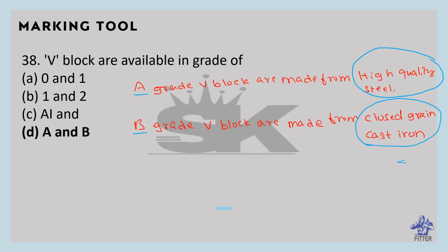V blocks are used to hold the workpiece during drilling and it is made of cast iron. And V blocks are generally used for cylindrical workpieces to check their roundness or marking centers.